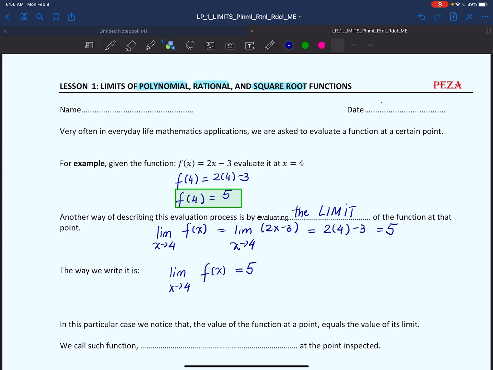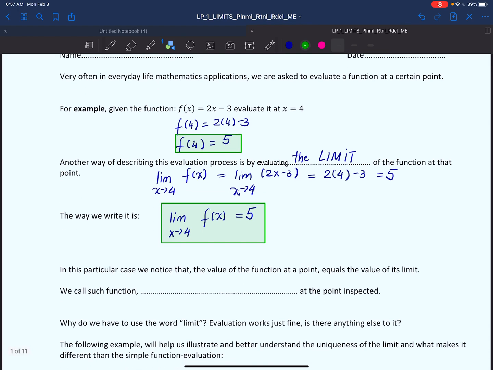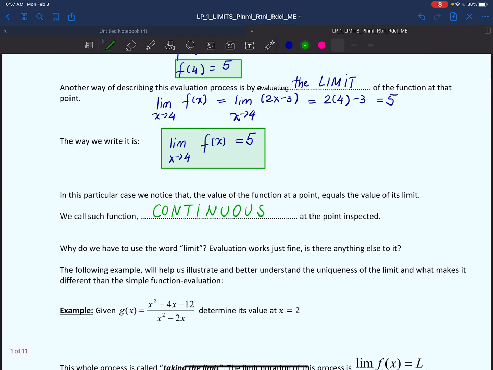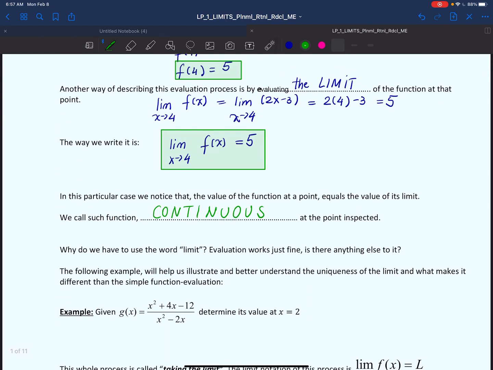So as you can see in this example, the value of the function at 4 equaled the value of the limit at 4. And we say that this function is continuous at x equals 4. Now you're probably wondering, why do we have to take the limit? Because the process, as you can see, is pretty much the same. Or is there anything else that we don't know about limits and we need to? There is a lot more to a limit than just a simple function evaluation.